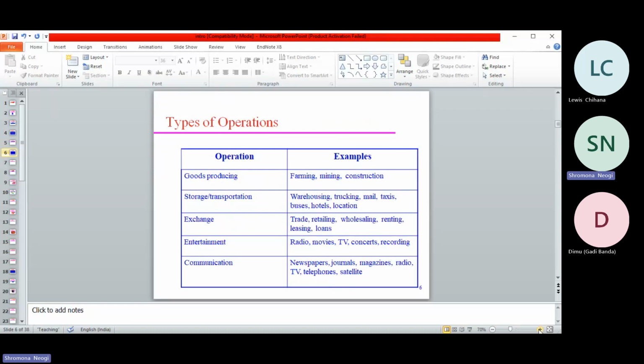Moving on, how many types of operations can we have? Here on the screen, you can see. Anyone you want to add, subtract, anything? There are various types of operations, right? Not just one. It's not just manufacturing.